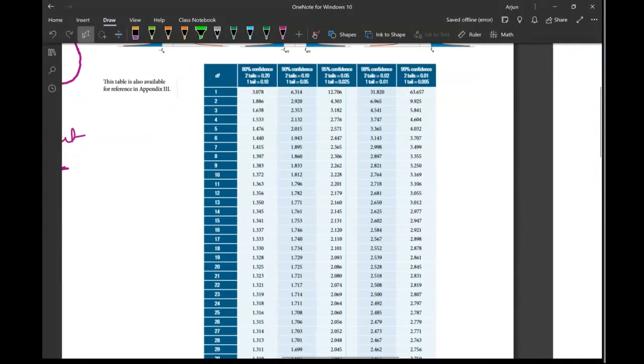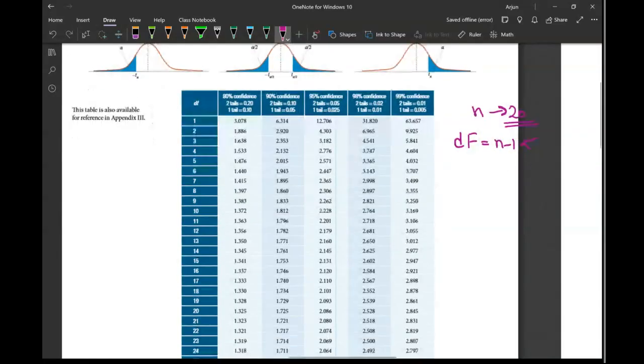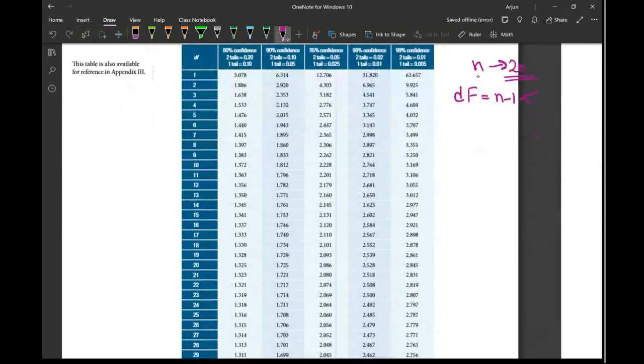So let's look into this table and how to locate the value in it. Now, if the sample size is given to me, let's say the sample size is only 20. In this distribution, we need to first calculate the degree of freedom. Degree of freedom is equal to n minus 1, and this formula is given to you in your formula booklet too. Now, how do we calculate the degree of freedom when the sample size is 20? So the degree of freedom will become 19.